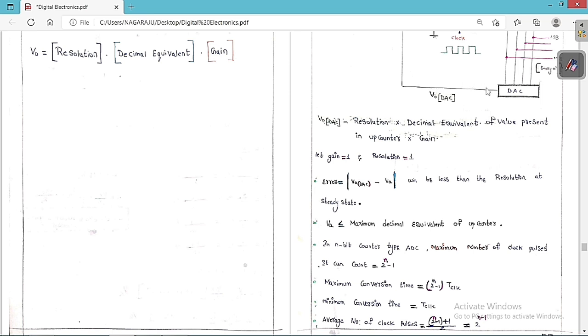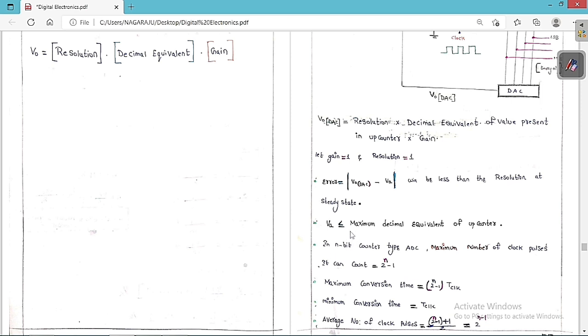Then the counter is going to stop its counting. Otherwise the counter will always count from 0 to the highest value, then go back and repeat in a loop. So therefore the analog voltage should always be less than or equal to the maximum decimal equivalent of the up counter.